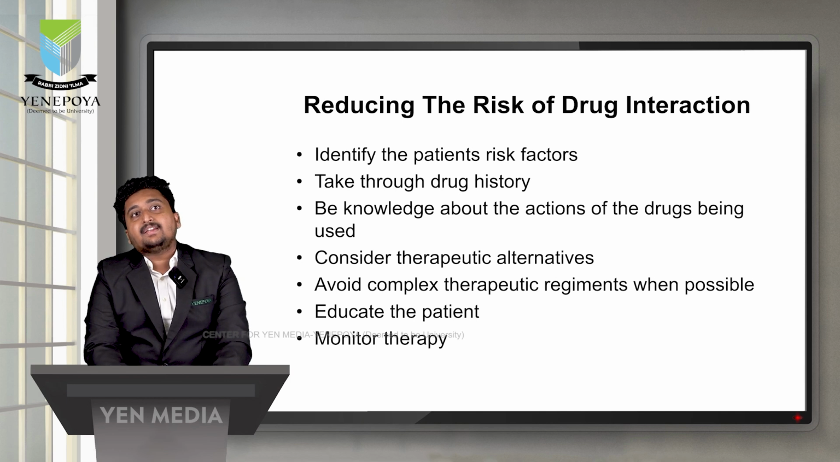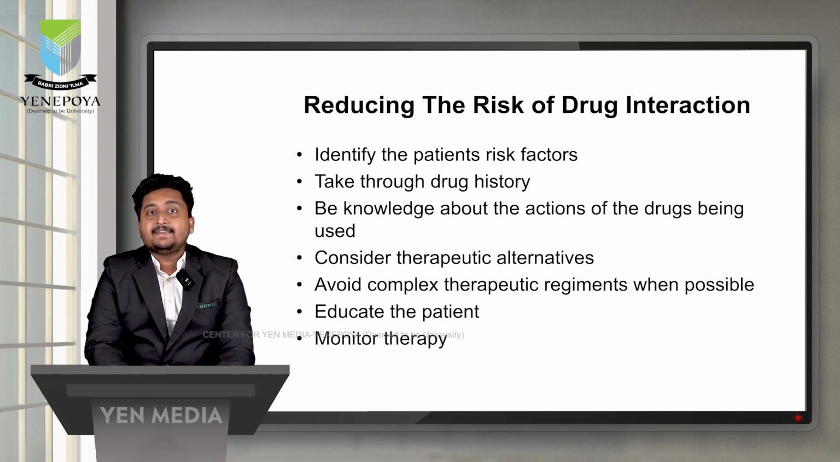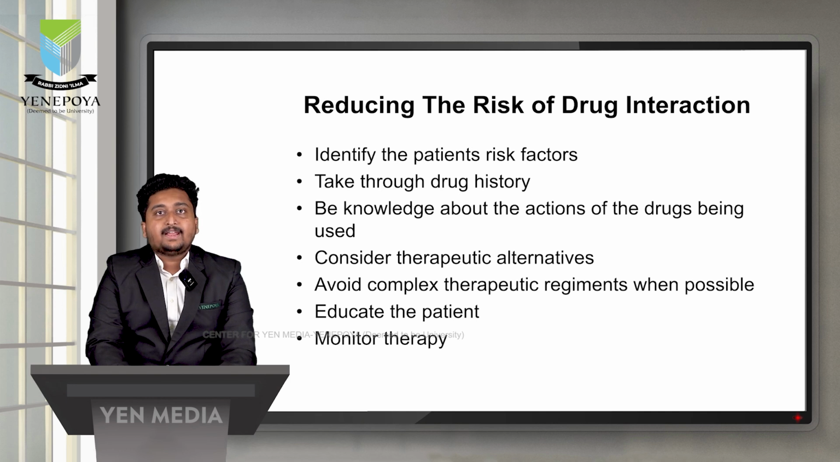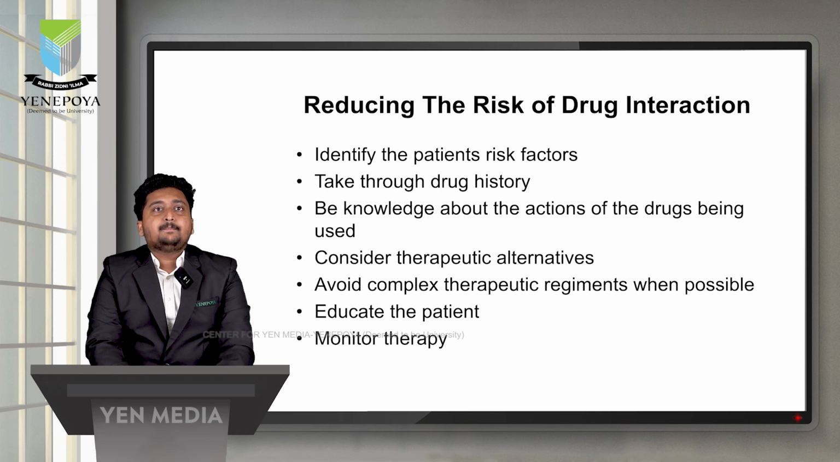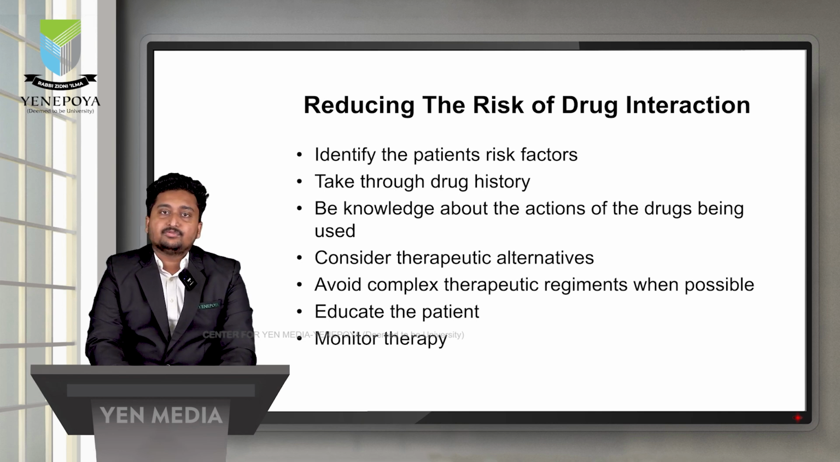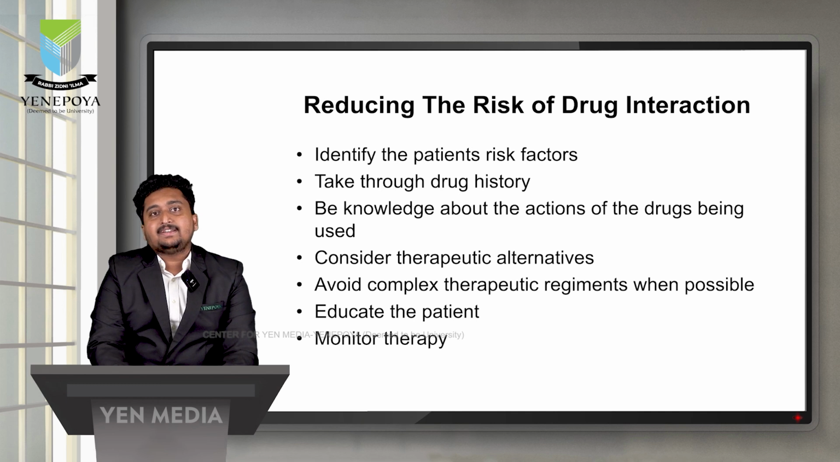Next, we have to take a thorough history. That is, a medical and medication history has to be taken so that we understand what the patient is already taking, which particular drugs the patient has already been administered, so that the current treatment does not cause unwanted consequences resulting in drug interactions. Be knowledgeable about the actions of the drugs being used. It's important that we understand the mechanism of action of all the drugs the patient is receiving, because directly or indirectly they might have effects on each other, which are pharmacodynamic direct or indirect effects.